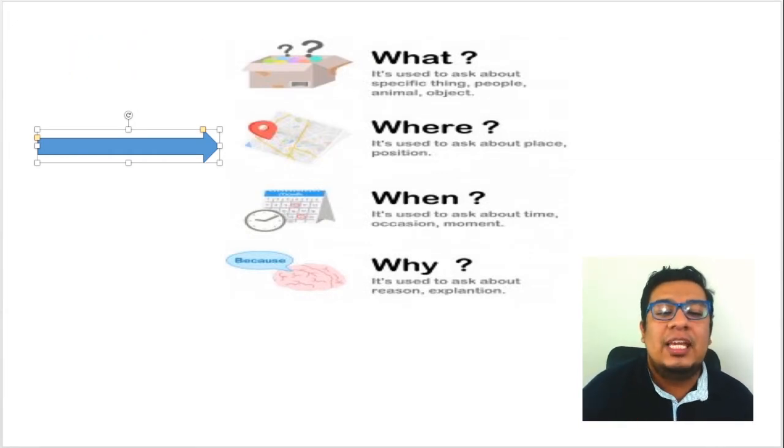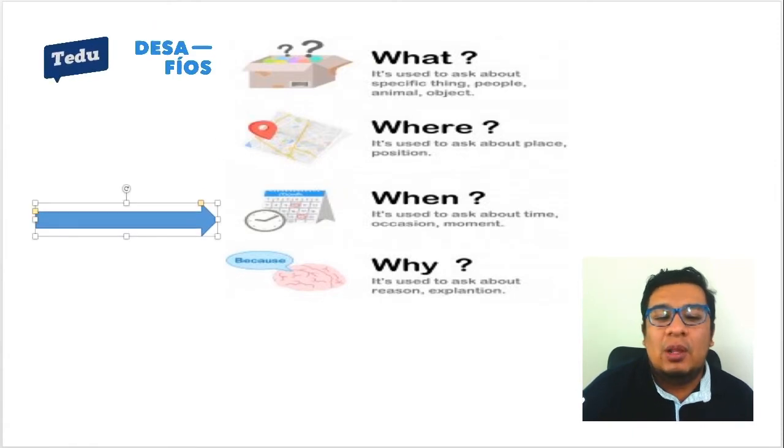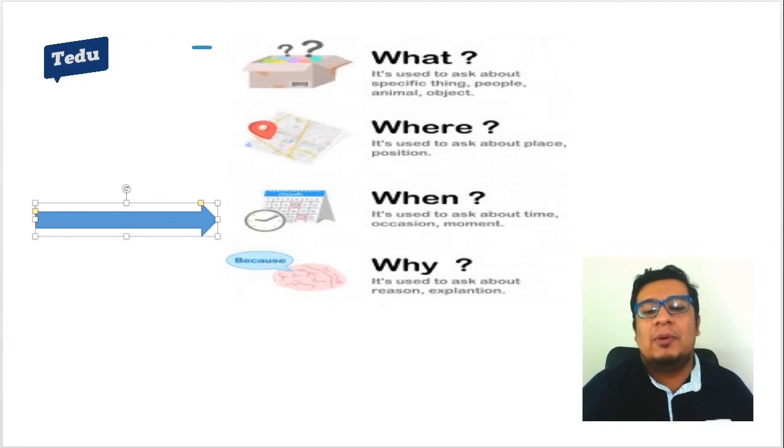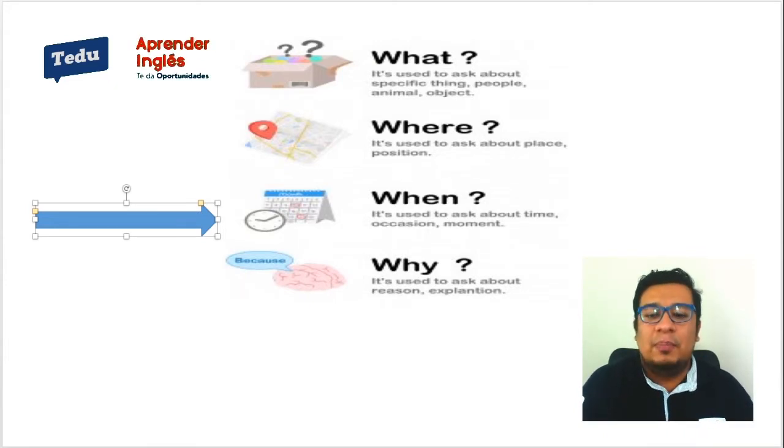The other that we have is when. When. Y cuando hablamos when, is we use it for asking about time, occasion, o moment. Lo usamos para preguntar de tiempo, una ocasión, o un momento. For example, when is your birthday? Entonces estamos hablando de qué? De una ocasión. When is your birthday?